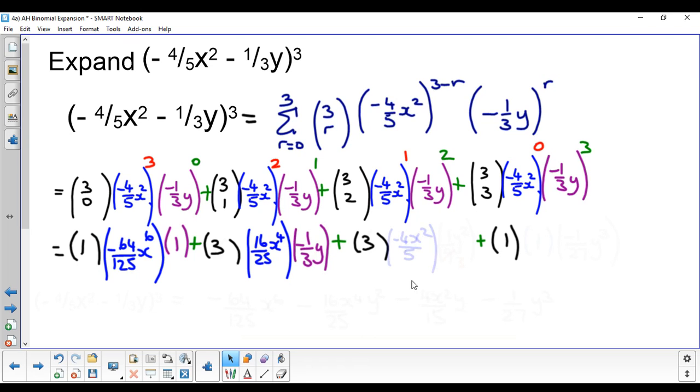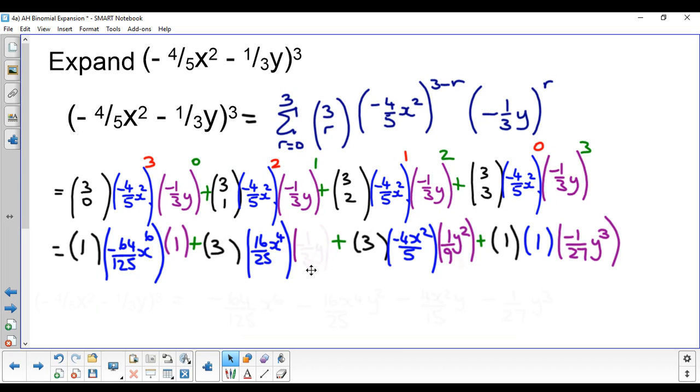And then we have just one lot of minus 4/5 x squared, and if we square this, it will turn to positive 1 over 9 y squared. To the 0 goes to 1, and then minus 1 over 27 y cubed. When you go to multiply these, that is just what the fraction is. Be careful here though, look. See how that's a 3 and a 3? You don't need to multiply it and then break it down.